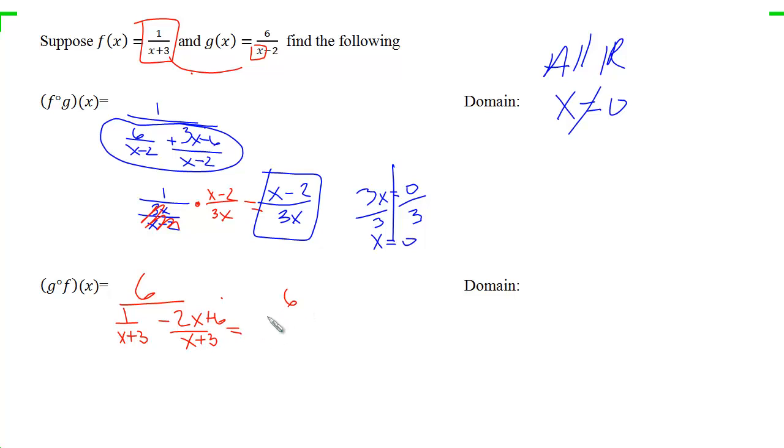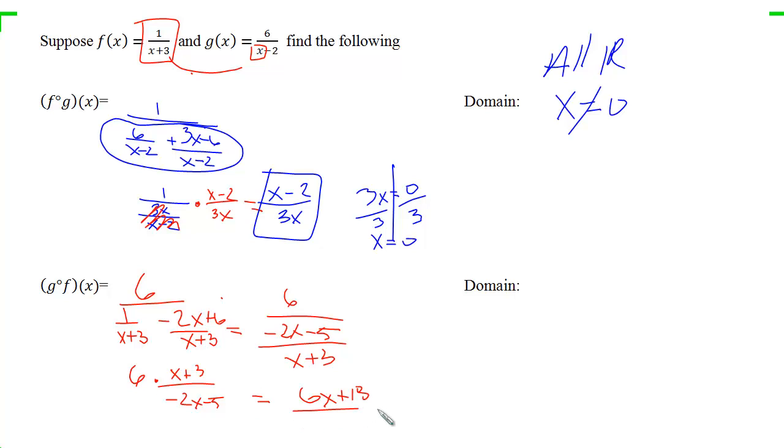So then I combine these two, and I have 1 minus 2x plus 6. So I actually have a negative 2x, and then 1 minus 6 becomes that. I flip this to multiply by the reciprocal. And go straight across with it. So I have 6x plus 18 over negative 2x minus 5. Again, I look for the domain restriction.